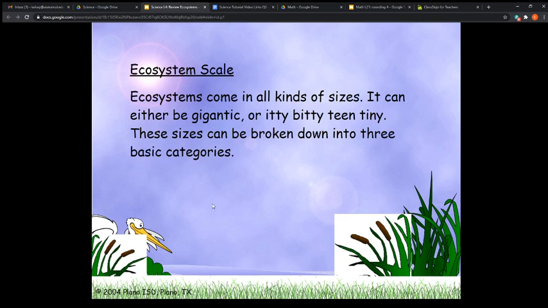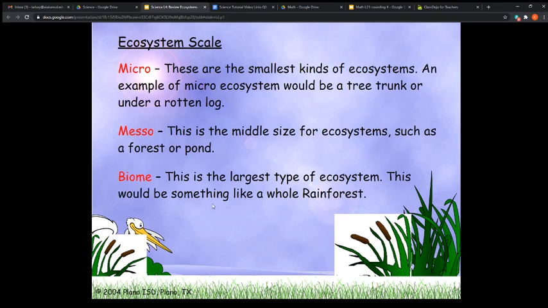Ecosystems come in all sizes and all kinds. It can either be gigantic or very small. These sizes can be broken down into three basic categories. The three categories are micro, meso, and biome.